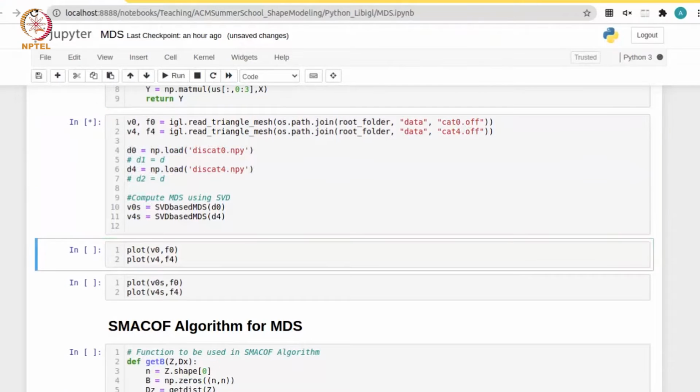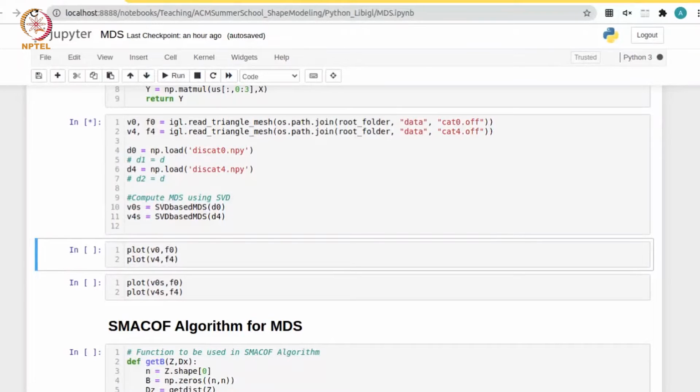This piece of code, again as I said, my code is not optimal. Specifically, remember this SVD based method computes the SVD of that minus half JDJ matrix. That JDJ matrix is n by n. In this case, both these meshes, CAT0 and CAT4, have 3400 vertices, which means that B is a matrix of size 3400 by 3400.